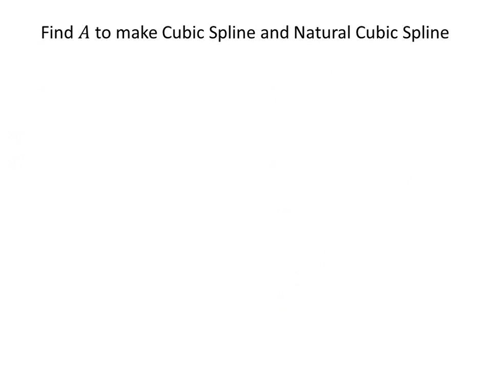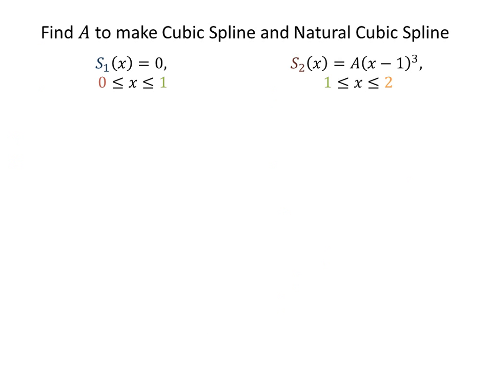Let's look at another example. Find the value of a to make this a cubic spline. The first equation is simply s is equal to 0, which is still an equation. We'll also need to find its first derivative and second derivative when x is equal to 1, which is going to be equal to 0.